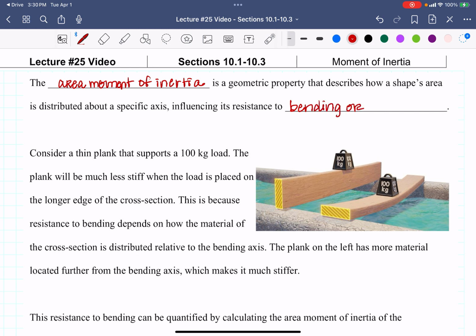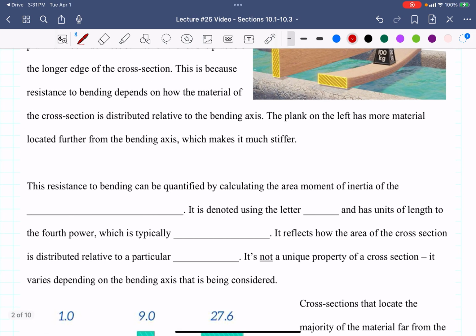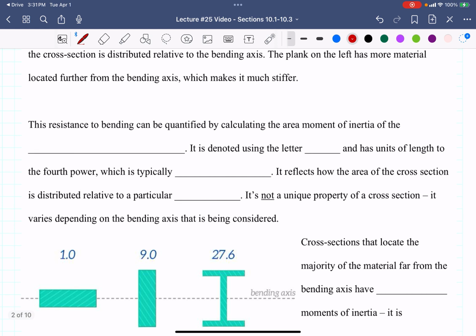So there's a picture below, and this is just an example to show you that if you have these two planks and you put the same load on them, one plank might tend to bend or bow because there's less material in the direction holding it up. So you can see that the plank on the left has more material located further from the actual bending axis, which makes it stiffer. So the higher the moment of inertia, the more resistant it is to bending. So the resistance to bending can be quantified by calculating the area moment of inertia of the cross section.